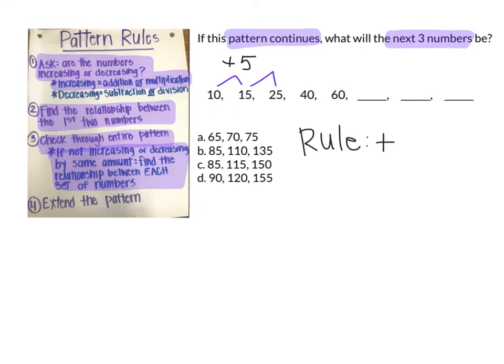So we need to find the relationship between each set of numbers in our pattern. So again, we can use mental math or we can do the math on paper. So 15 to 25, let's use mental math for that one. Well, I know I can add 10 to 15 to get 25, right? 15 plus 10 is 25.